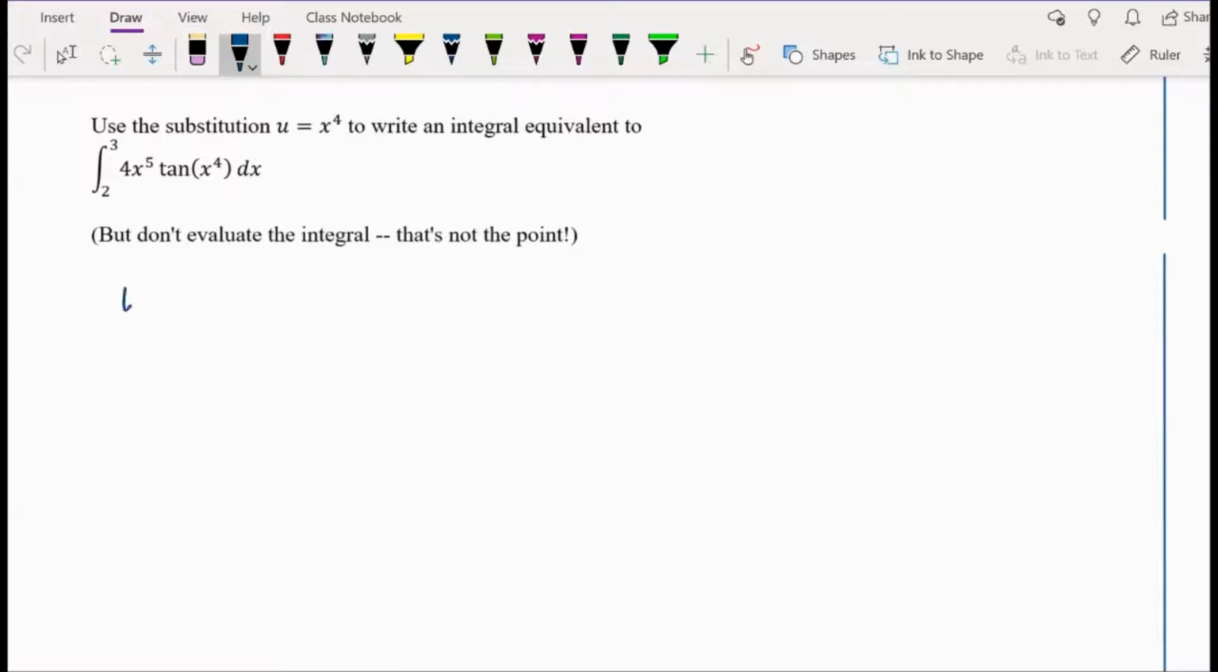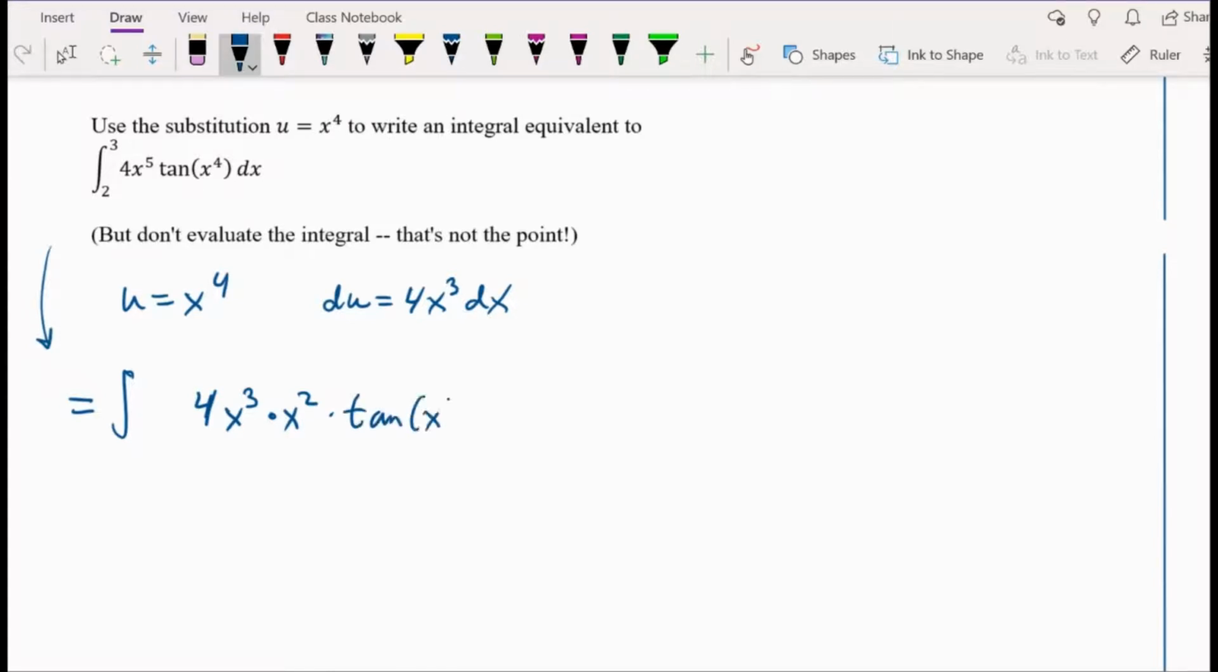So if u equals x to the fourth, then du is equal to 4x cubed dx. Now, I don't actually see 4x cubed dx in the integral, but I do see 4x to the fifth. So the integral is going to be equal to, let's see, this is the integral. We're going to put in the limits of integration later because we know we're going to have to change them. This is going to be 4x cubed times x squared. In other words, x cubed times x squared gives us that x to the fifth that you see.